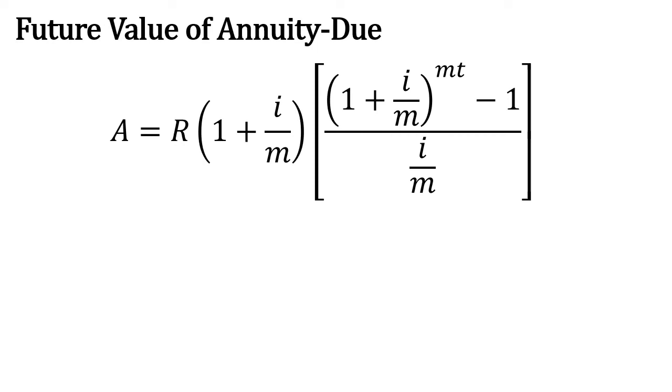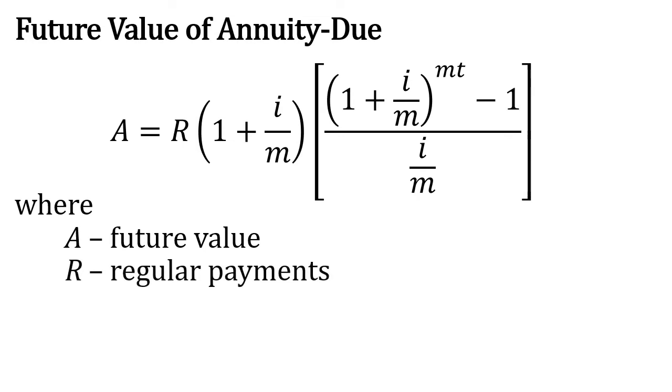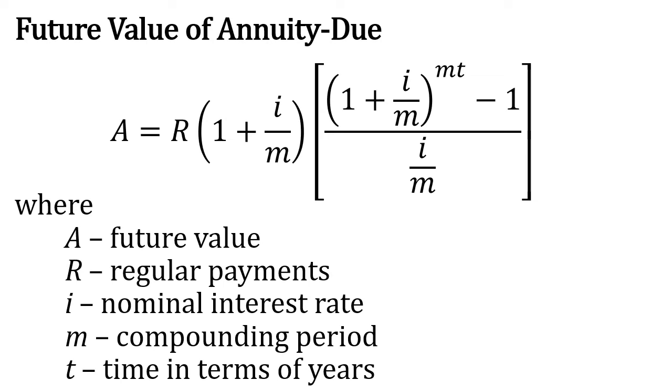For the future value of annuity due, we have a longer formula. The formula is A equals R times (1 plus I over M) times (1 plus I over M) raised to mt, minus 1, all over I over M. So A is the future value of this annuity due, R is still the regular payments, I the nominal interest rate, M the compounding period, T the time in terms of years.